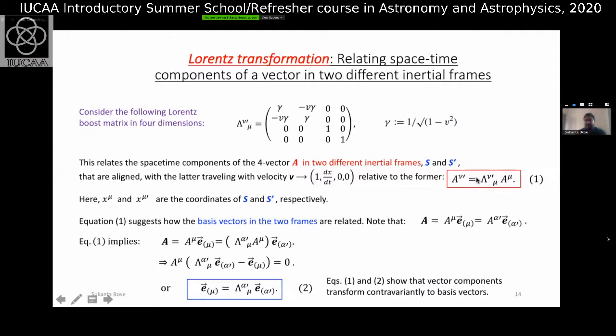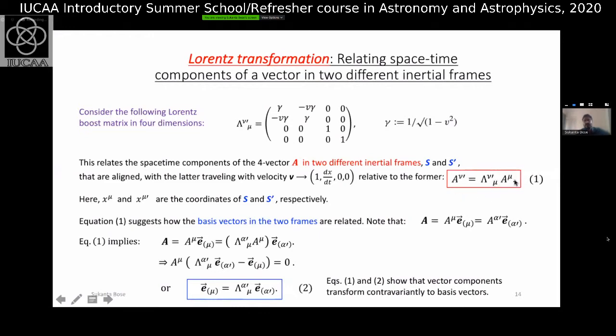So you can expand this because here mu is summed over. You just choose nu prime to be 0, and then when mu is 0, this 0, 0 element is gamma. So the time component in the moving car of A is gamma times, and this will have to be summed over, so there will be 2 pieces. It will be gamma times A0 minus V gamma times A1. This is how the time and x components will get mixed.